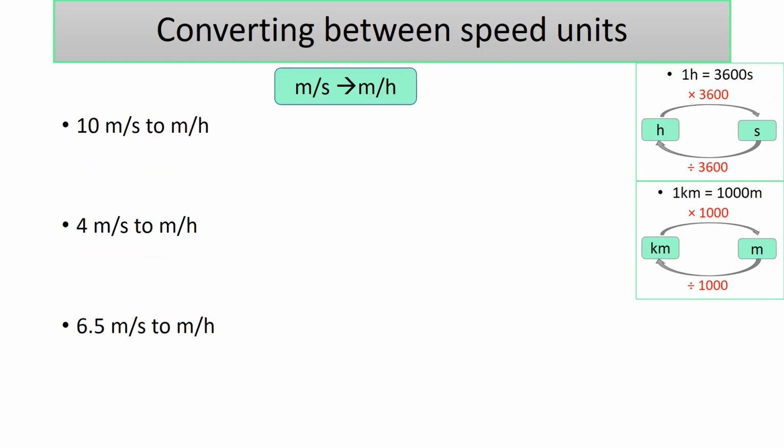This time we're going to look at how to convert from meters per second to meters per hour. Okay, from meters per second to meters per hour. So the first speed is 10 meters per second and we want to convert it to meters per hour. That means I cover 10 meters in 1 second.